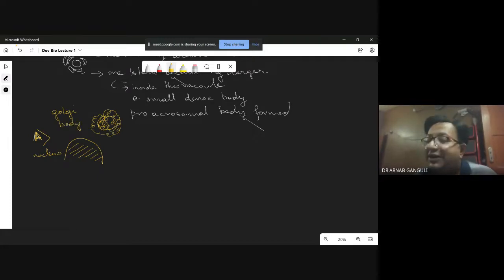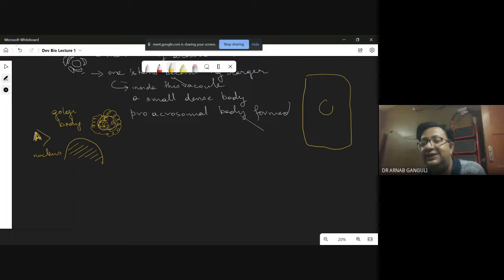I remember a particular cartoon. Inside a cell, this is a nucleus. Then there is a structure which was drawn like this, supposed to be the Golgi body. A student had labeled this as Wi-Fi. So I remember this cartoon.